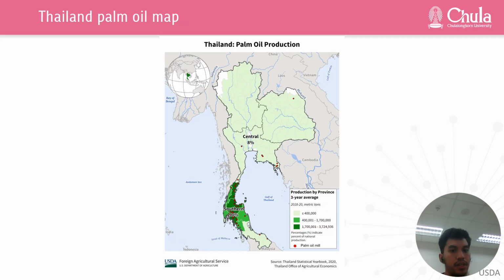Now, as you can see here, this is Thailand's palm oil map, and we can see that the southern part of Thailand has more production of palm oil than the central part. So at this point, we know that different locations can have different production.